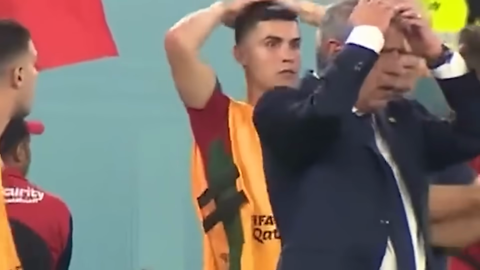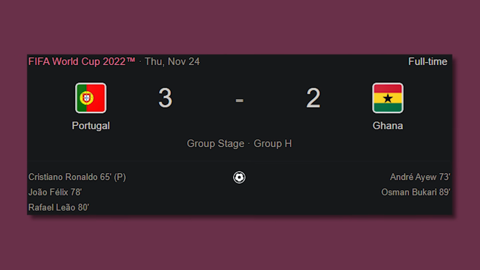However, in the 89th minute, Osman Bukhari says not just yet and keeps the Ghanaians in the match. Dog, why are you doing a Sioux celebration at 3-2 down? Ghana then got very close to saving a point after one of their players tried to pull a Jose Alvarado. But in the end, the match ended 3-2 to Portugal.